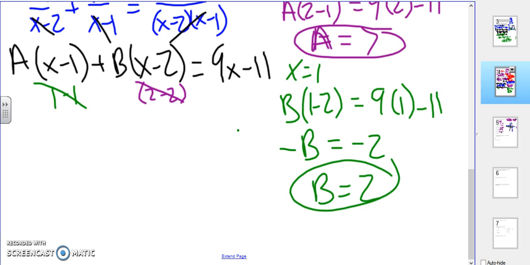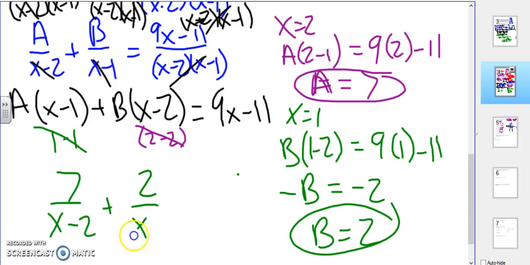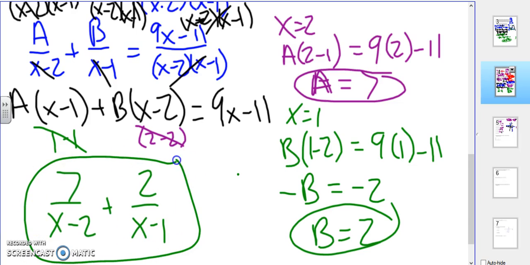Now I have to plug it back in. Go back to the original: a was under the x minus 2, and the b is positive 2, and that was under x minus 1. So in other words, if I were to add those together, I would get 9x minus 11 over x minus 2 and x minus 1. So that's my final answer.